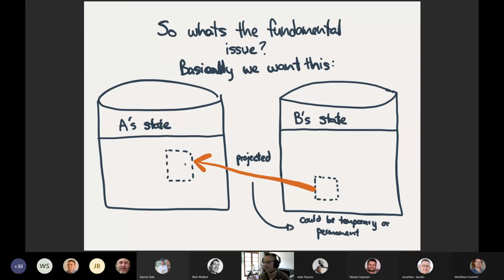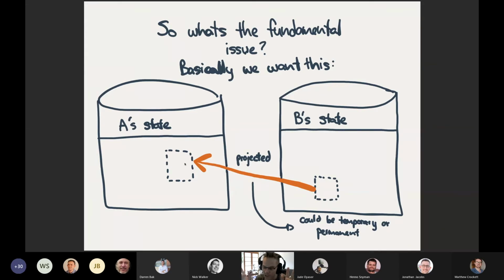And then I say that it could be temporary or permanent. Who knows? We've got to take time out of this problem. It could be that A doesn't care about certain parts of B's state. It only cares about it for a moment in time, or it could care about it for a long time. It doesn't really matter. Fundamentally, we need this dynamic projection of data.